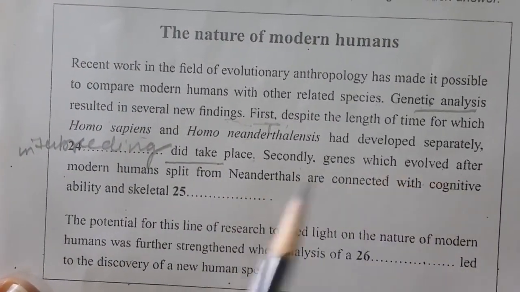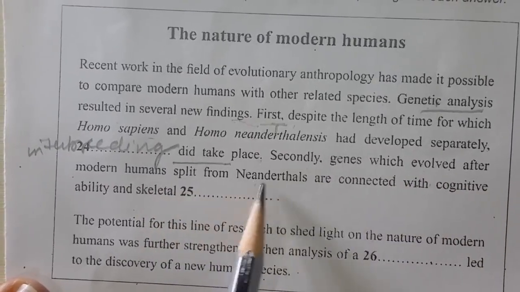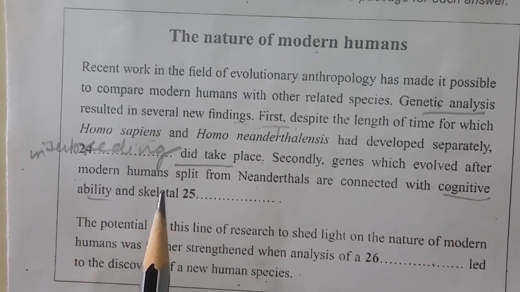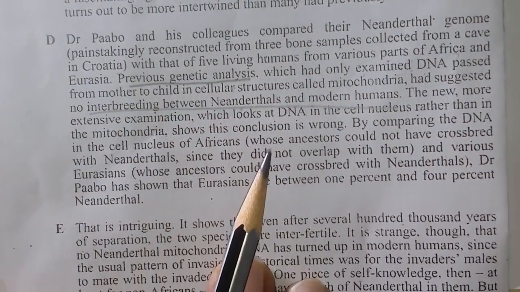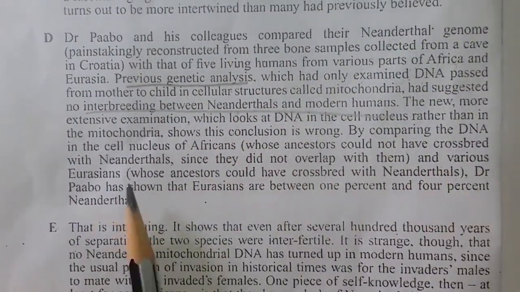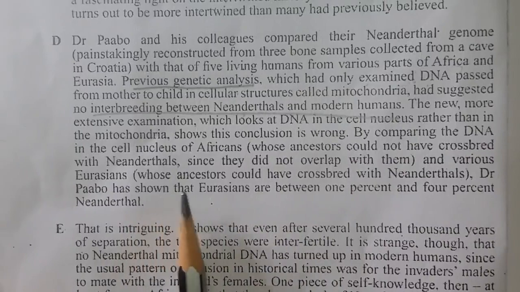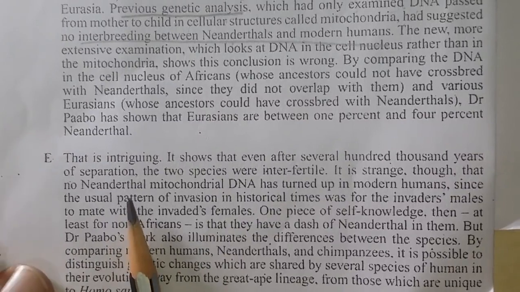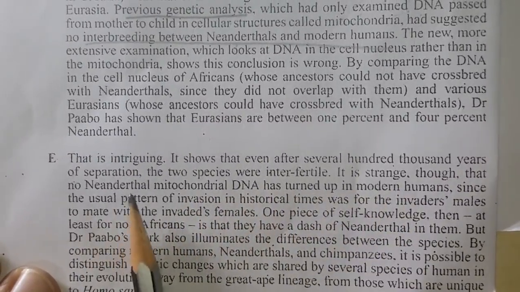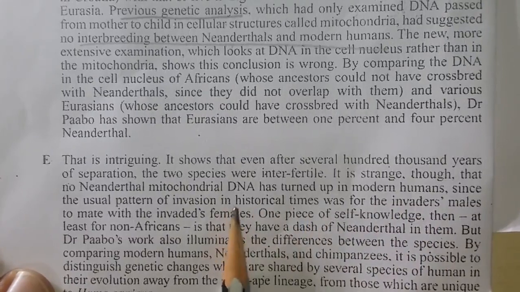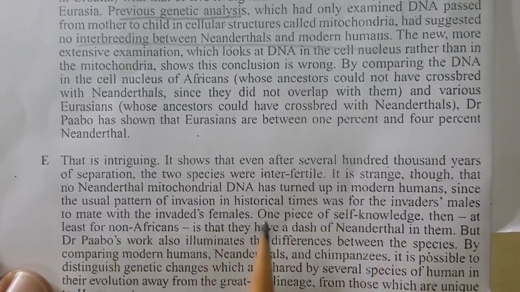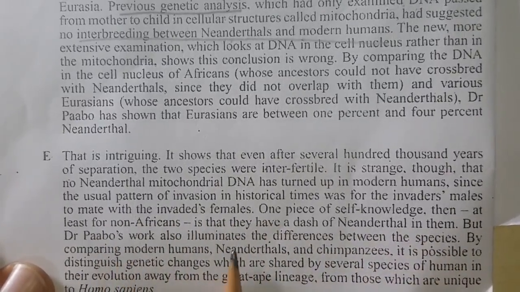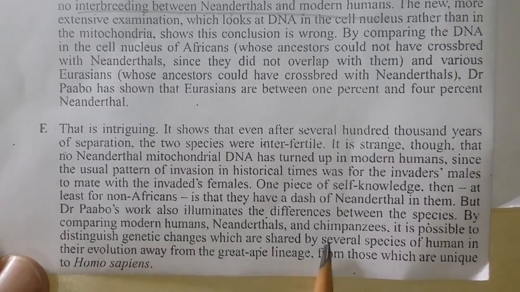Secondly, genes which evolved after modern humans split from Neanderthals are connected with cognitive ability and skeletal. So I am going to this one, comparing the DNA of this and this. Ancestors have been correlated, between 2% and this, it shows several thousand years of separation. I have to find cognition here, the word first, then I'll get the second word.